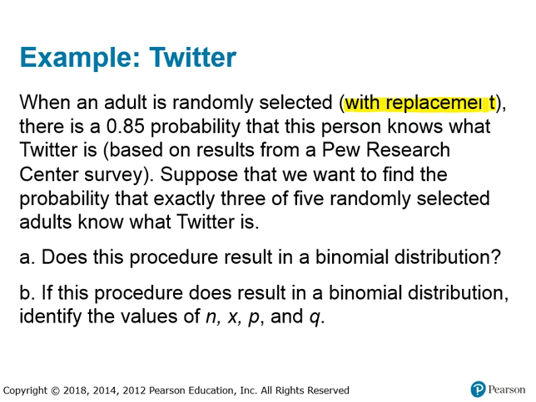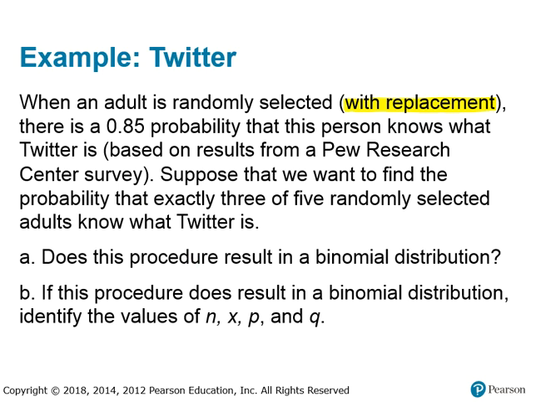Do we have 2 categories? Yes, either they know what Twitter is or they don't know what Twitter is. And then does the probability remain the same? Yes, it does, because they're independent. So with that, it says if it is a binomial, which it is, identify those things.